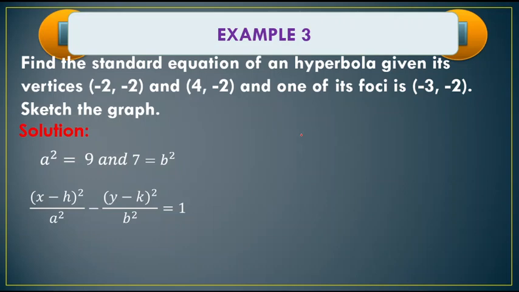Okay? So, gagamit tayo ng formula ng standard equation, and that is (x minus h) squared over a squared minus (y minus k) squared over b squared is equal to 1. So, ayan na ngayon yung ating standard equation. Then, substitute na natin para makuha natin yung pinaka-standard equation natin.